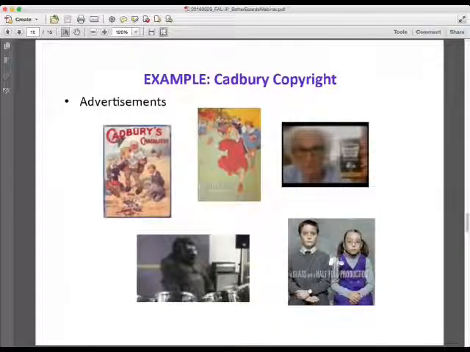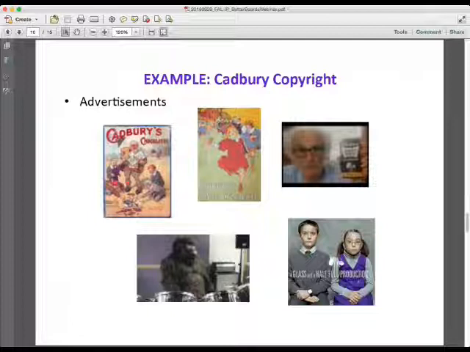So another example, using Cadbury again, is copyright. In their advertisements, they have posters, they have videos, and they're just a few examples that you might be familiar with from their advertising campaigns. Look, there'll be many more as well, but that's just an example of a few.